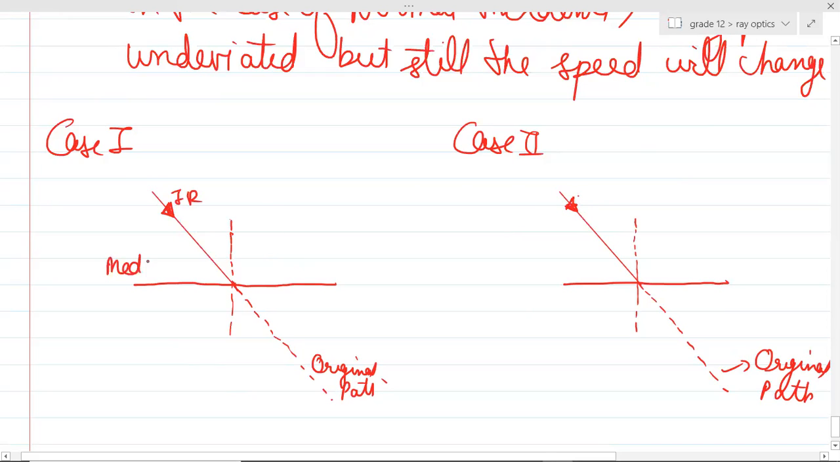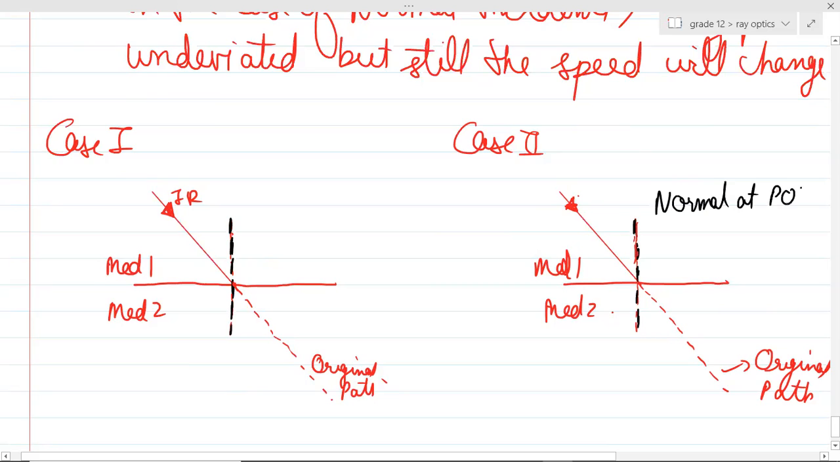So basically this is medium 1 and this is medium 2. Similarly here also medium 1 and here also medium 2. This line which I have drawn is basically what? The normal, the normal at the point of incidence. Where is the point of incidence? This is the point of incidence, right? Yes or no, guys?